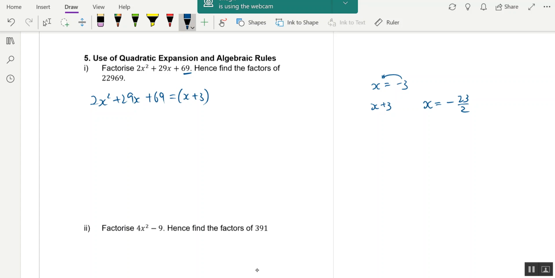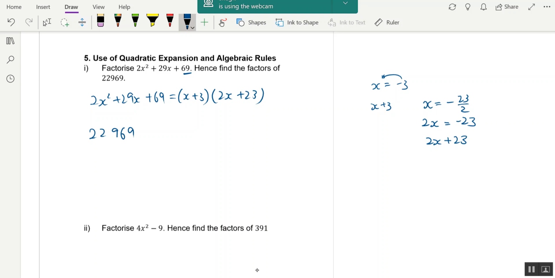Multiply by 2 first to make it linear. 2x plus 23 would be your second bracket. Okay, work smart, we can use the calculator to help us find the two factorized forms. Okay, so they say that hence find the factors of 22,969.